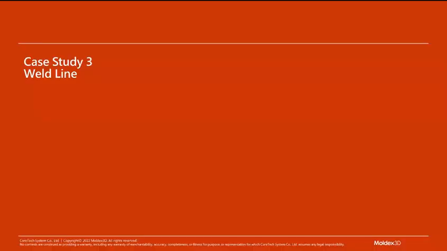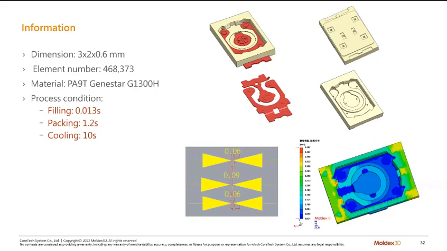Okay, the last one is the weld line. And in this case, the weld line is not really just a defect issue. This weld line actually made the component non-functional. So this one is some electronic components. So it's a very, very small design, and the thickness is very small. It's 0.6 millimeters, and the material is PA9T.